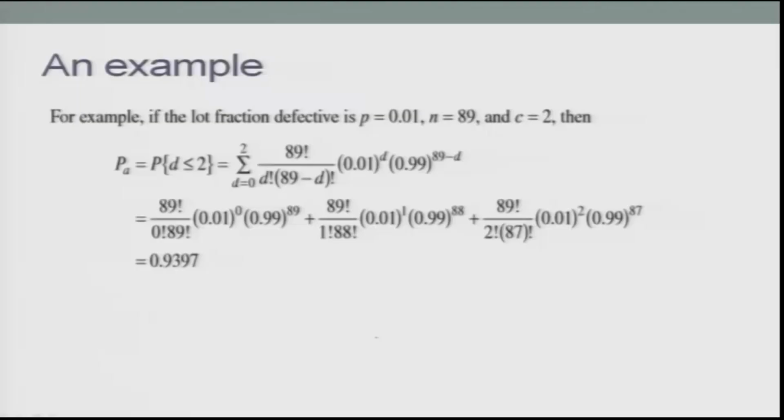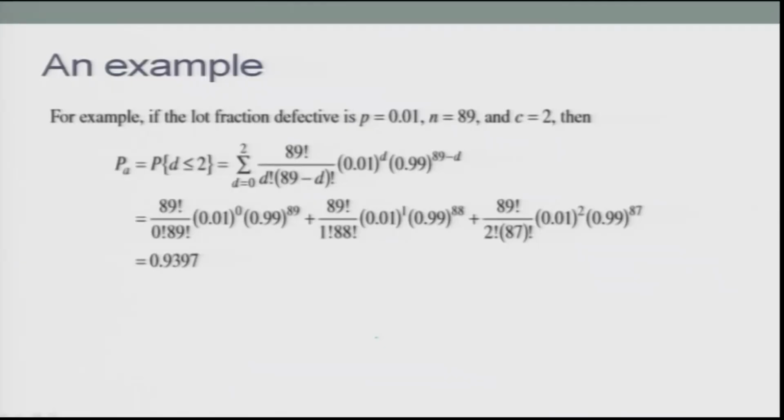Because then, on all these instances, you are accepting that lot. So you have to find out the probability depending on the sum of all the different types of scenarios which are there in front of you. For example, if the lot fraction defective is given as p is 0.1, then the lot fraction not defective would be 1 minus p. Now if n is given as 89, c is 2, then obviously if d is 0 you will accept, d is 1 you will accept, and d is 2 also you will accept, but in case d is more than 2 you will reject that.